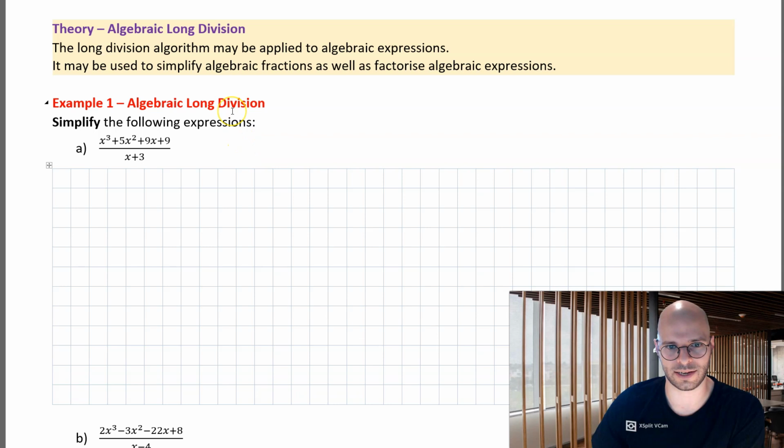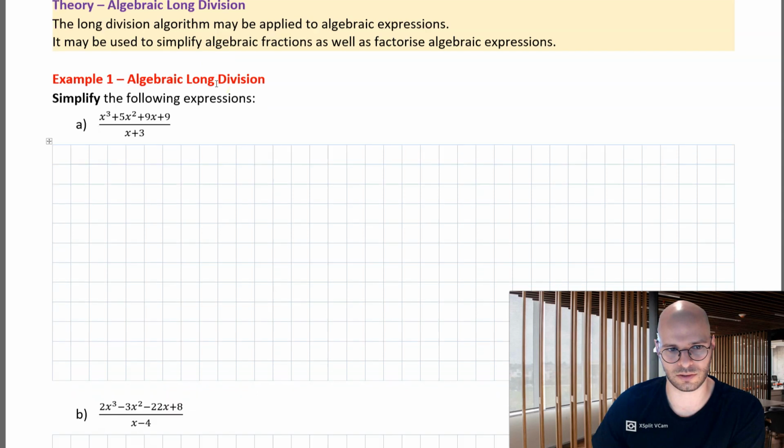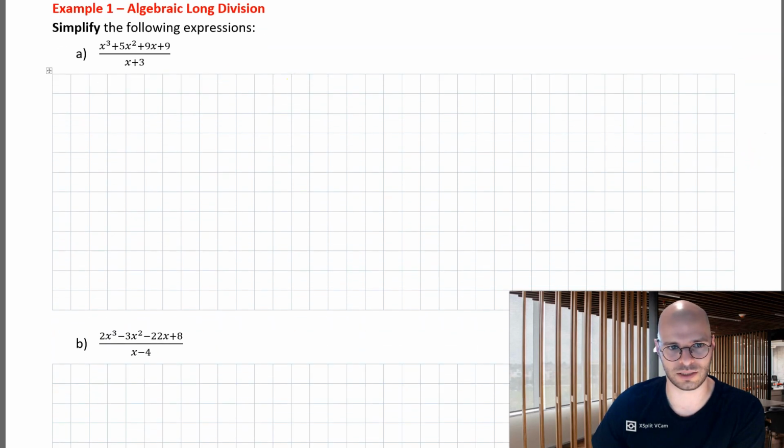The long division algorithm may be applied to algebraic expressions. It may be used to simplify algebraic fractions as well as factorize algebraic expressions. Let's have a look at how this can be done by example.